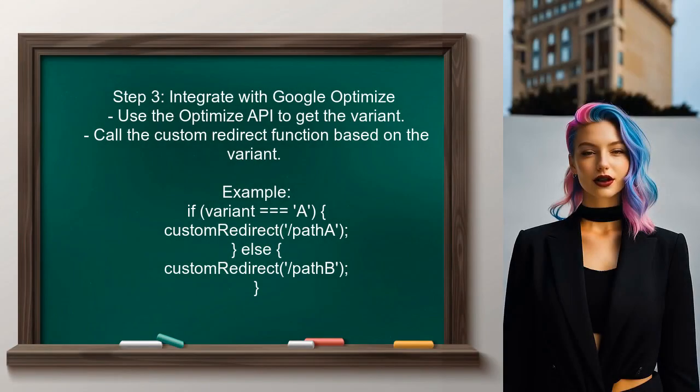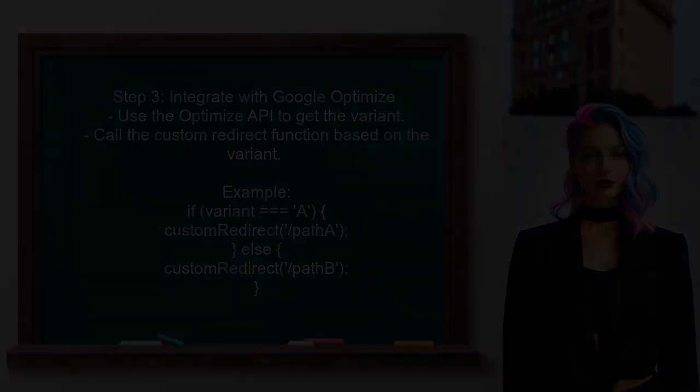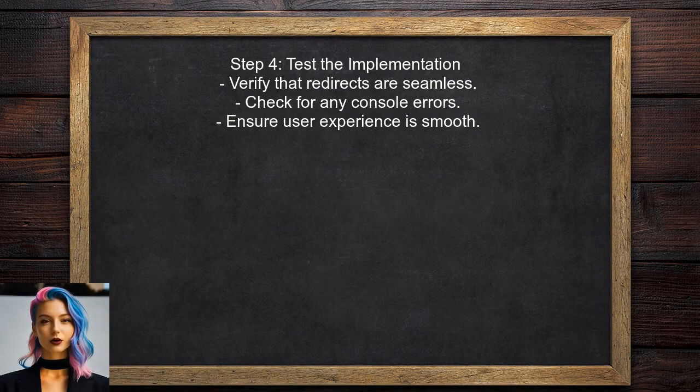After that, the user should integrate this custom redirect function with Google Optimize. This can be done by using the Optimize API to get the variant, and then calling the redirect function. Finally, the user should test the implementation thoroughly. This includes checking that the redirects work as intended without causing full-page reloads.